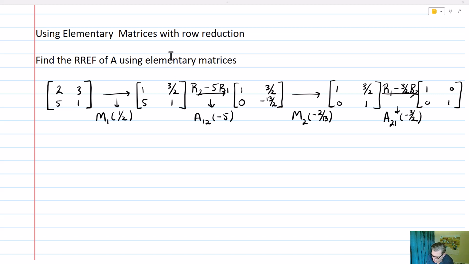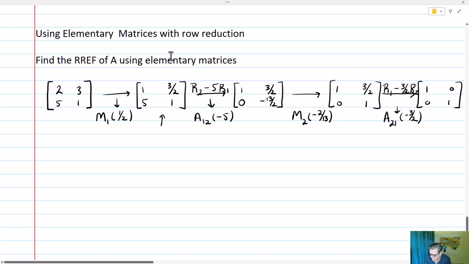And so you'll see I started out with 2, 3, 5, 1. And then I multiplied row 1 by 1/2. And I highly recommend that instead of doing your row reduction by taking multiples of one row and multiples of another, which you can't really do with elementary matrices, you transform all of your leading ones, all your pivots, into actual leading ones. So we've got multiply row 1 by 1/2. And we did that, and now I come up with this second matrix right here.